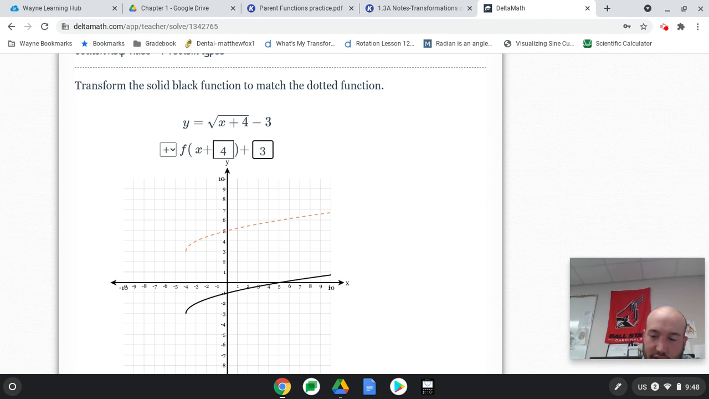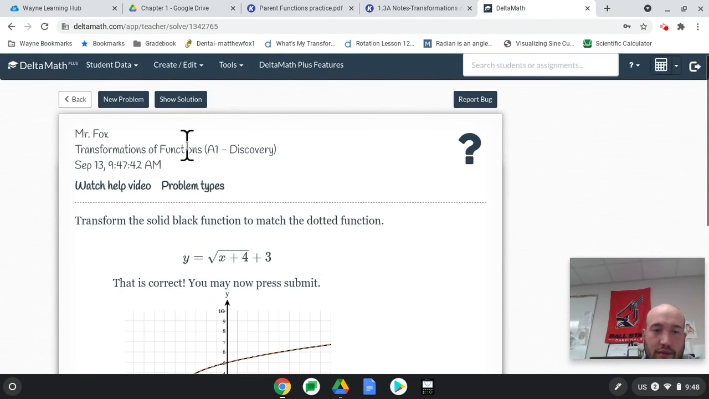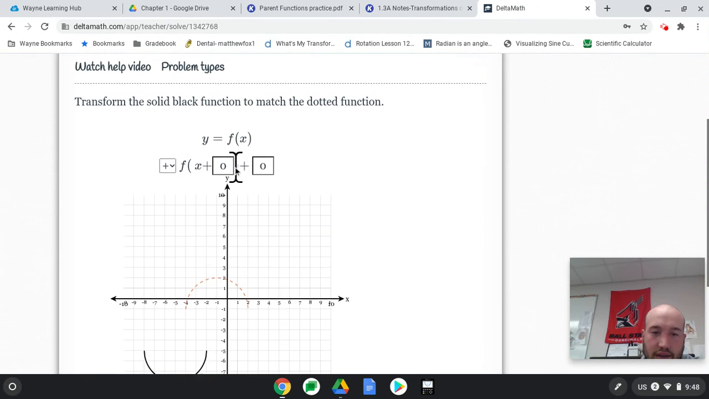But if I do +3 and hit enter, do you see how it shifts up and it matches up? Okay, so some of these we'll do today. Let's see, here's one more.